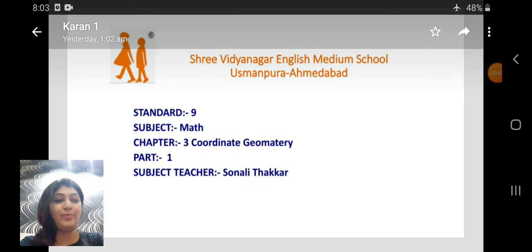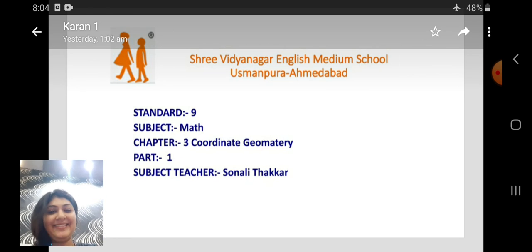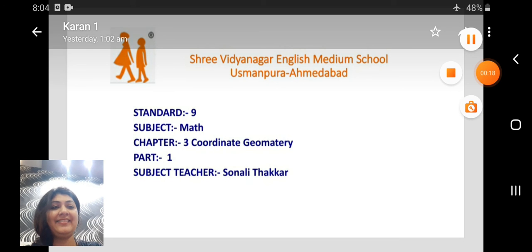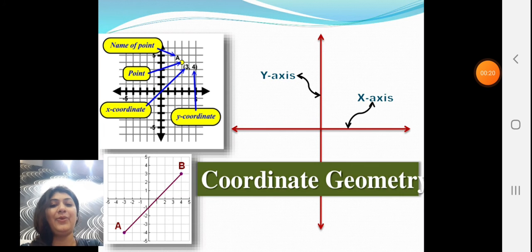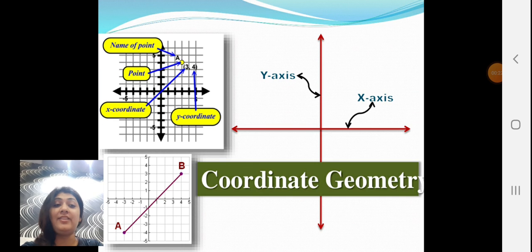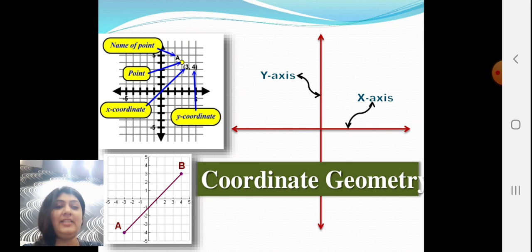So today I have brought chapter 3, class 9 maths, coordinate geometry. This is an introductory video. Kindly go through it thoroughly. Let's begin. So let's start with the coordinate geometry. Now here you can see in the figure, we will be using graphs to understand this chapter in detail.